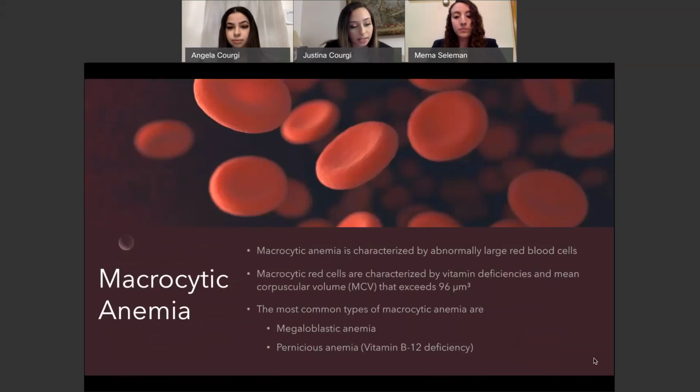Now on to macrocytic anemia. Macrocytic anemia is characterized by abnormally large blood cells. Macrocytic red blood cells are characterized by vitamin deficiencies. Macrocytic anemias include megaloblastic anemias, which are caused by deficiency of vitamin B12 and folate, and non-megaloblastic anemias, which are caused by alcoholism, liver disease, drugs, and reticulocytosis. In this presentation, we will mainly focus on the megaloblastic anemias, including pernicious anemia. The typical MCV for a macrocyte exceeds 96 micrometers cubed.